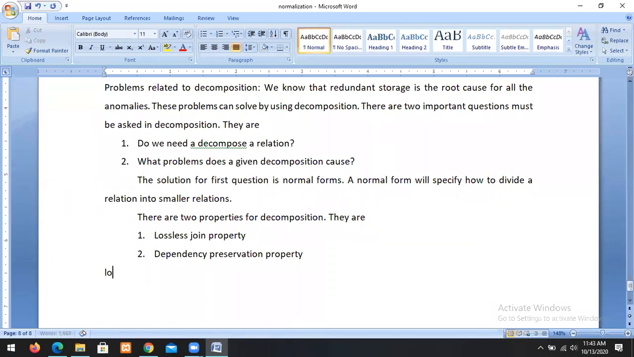So what is lossless join property? This property defines that when we join two relations, we get the original relation. When we divide a relation into two sub-relations and again join the sub-relations, it is necessary to get the original relation. If so, then that decomposition is called lossless join.